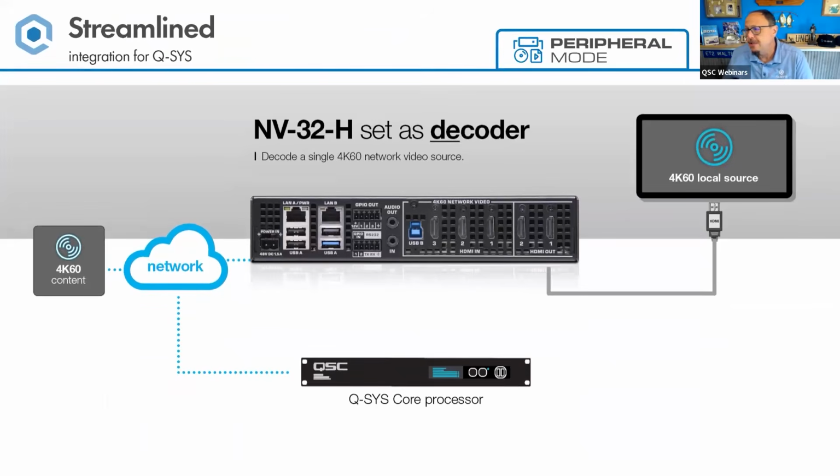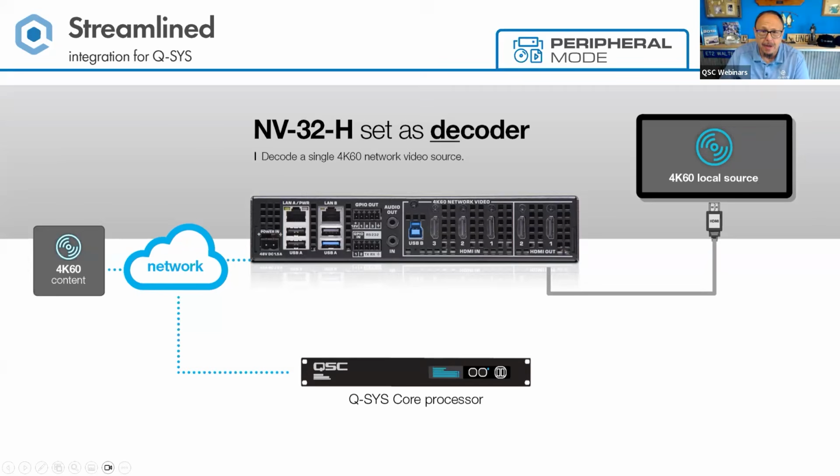So now let's talk about setting it as a decoder. This time we started with 4K. Each one of these NV32Hs, when it's set as a decoder, has the ability to decode a single 4K 60 signal. It will come in there and then route out of the decoder, and it will be a local source on that one.